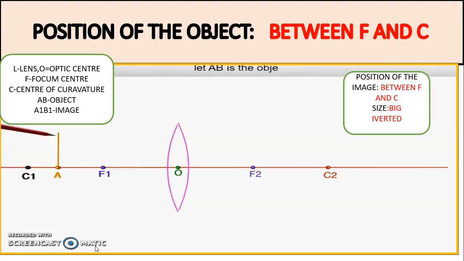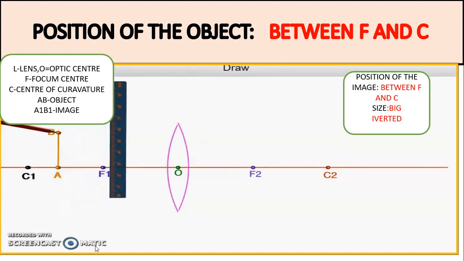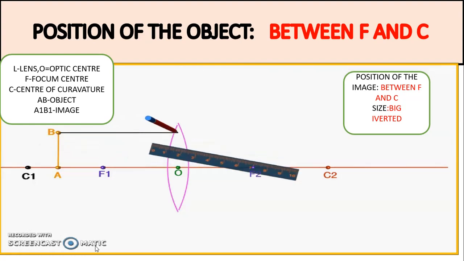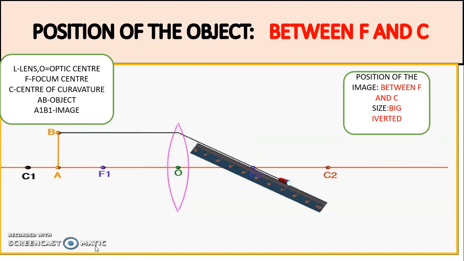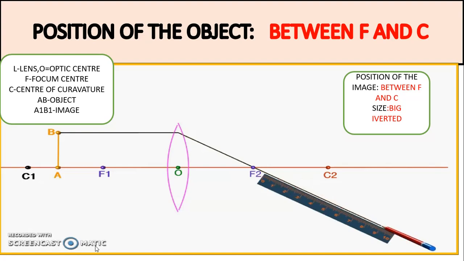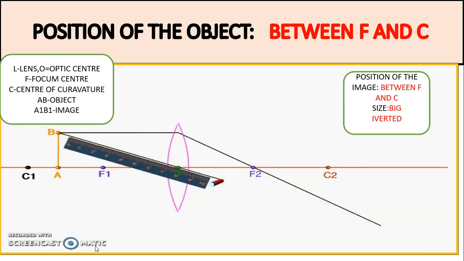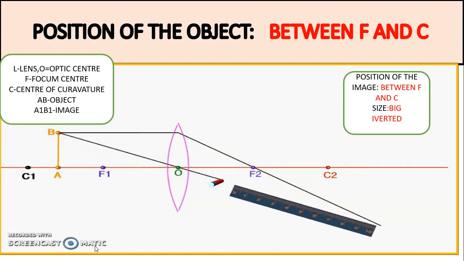So now I am keeping the object in between C and F. AB is the object. Similarly draw a ray parallel to the principal axis, and that bends at O, and it passes through F2, and take another ray from the point B which passes through O and extends, which intersects the first ray.